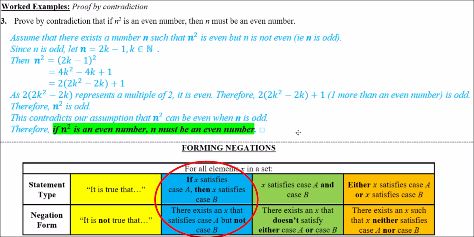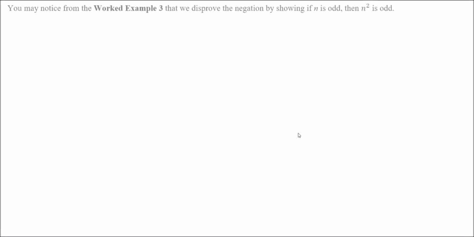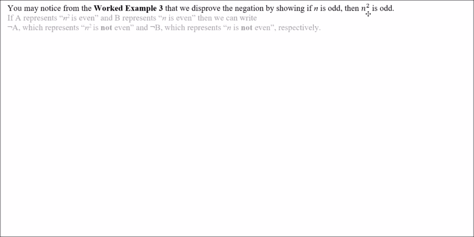So I'm just going to mention this as a side note, which you might want to investigate yourselves if you're particularly keen. Like I've said, that worked example 3, we disprove the negation by showing that if n is odd, n squared has to be odd. So if case A represents n squared as even, and case B represents that n is even, then we can write down this symbol here, not A, and that represents n squared not being even. This is the opposite of case A. And the opposite of case B we write like this, and the opposite of case B would be that n is not even. In other words, n is odd.